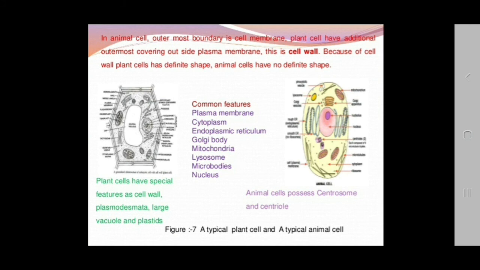In the animal cell, the outer boundary or the cell membrane is the outermost membrane, while plant cells have an additional outermost covering, that is the cell wall. Clear? Because of the cell wall, the plant cells have a definite shape, while the animal cells do not, and they are much more fragile than the plant cell. Clear? They have certain common features like plasma membrane, cytoplasm, endoplasmic reticulum, Golgi bodies, mitochondria, lysosomes and nucleus. Clear? But there are certain differences between the plant cell and the animal cell also.